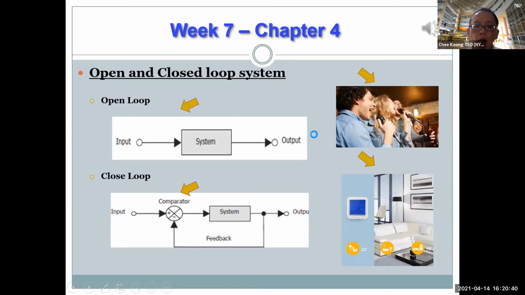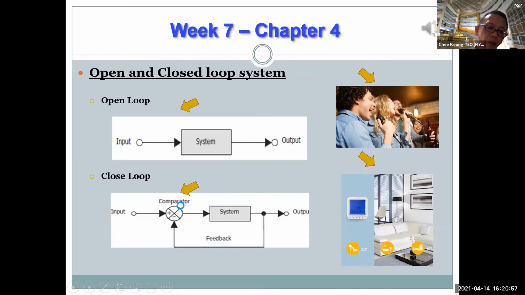An example of an open loop system is basically you use a mic to sing in the karaoke. That's an open loop. So you cannot change the volume. If the mic amplification is good, then you have very loud volume. If not, then you have very low volume. So that's as simple as that.